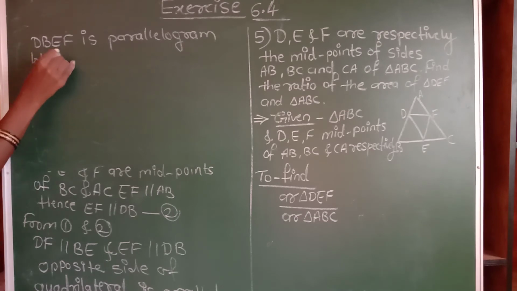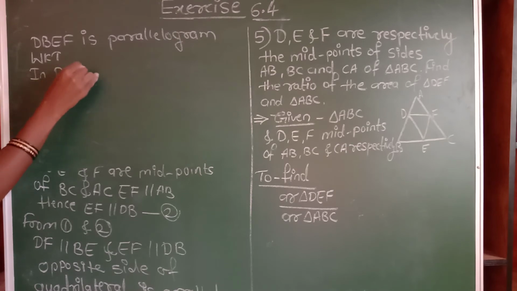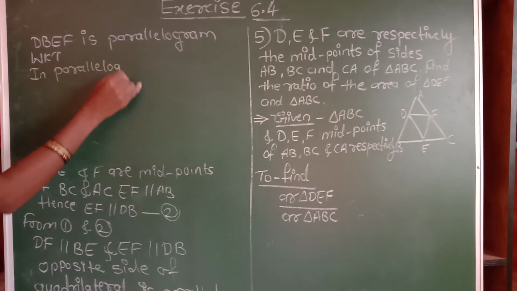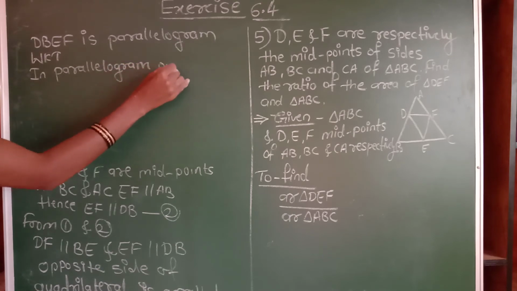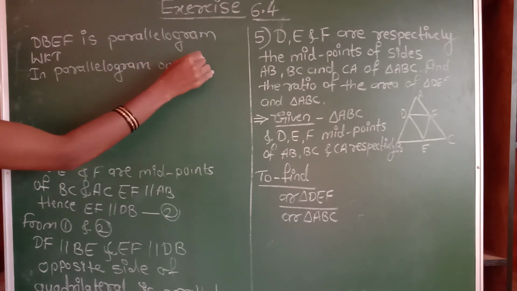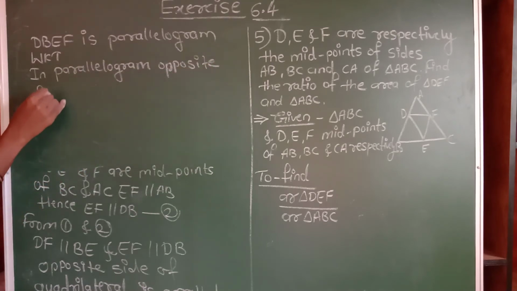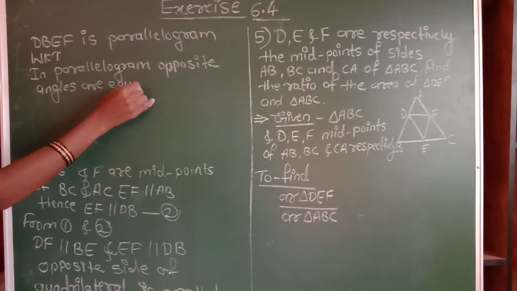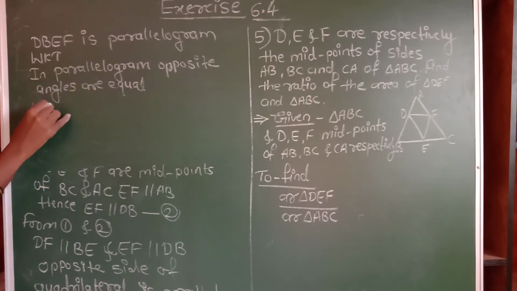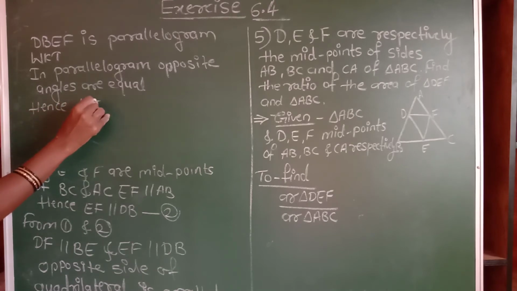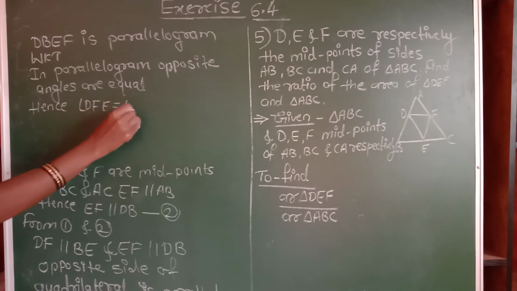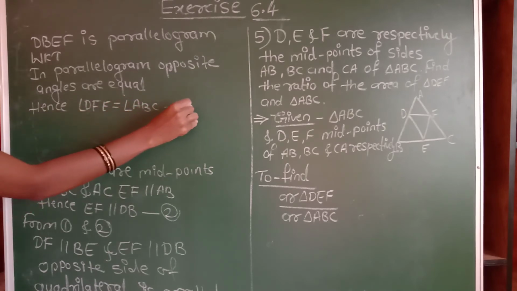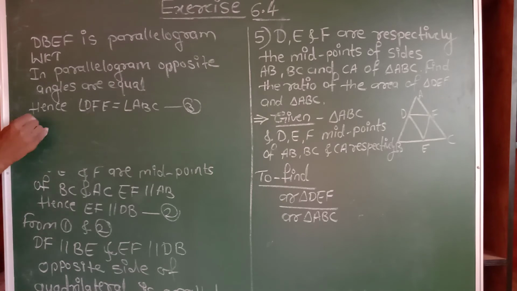What we know here? In a parallelogram, opposite angles are equal. We know this. Hence, angle DFE is equal to angle ABC. This is third one.